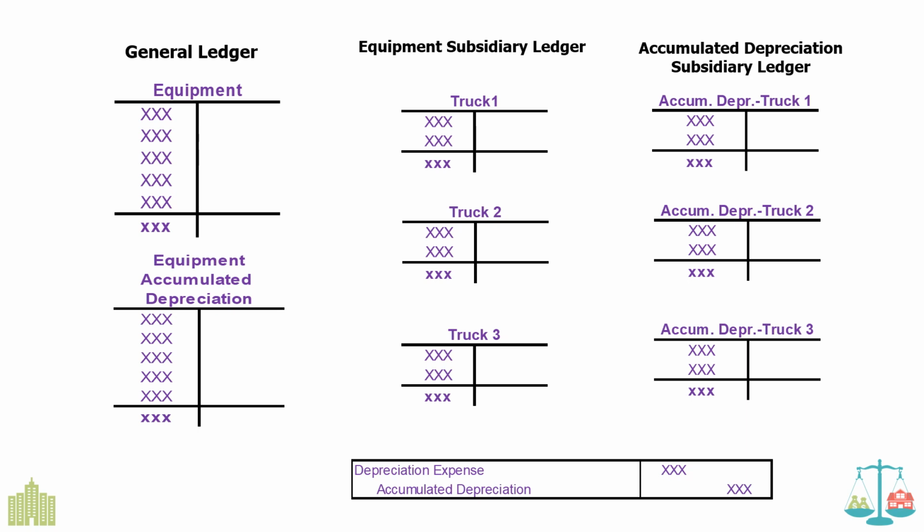But this is the entry that would be made. We're going to reduce our assets by crediting accumulated depreciation, and in a computerized system, the subsidiary ledger for accumulated depreciation for that specific asset, and debit depreciation expense.